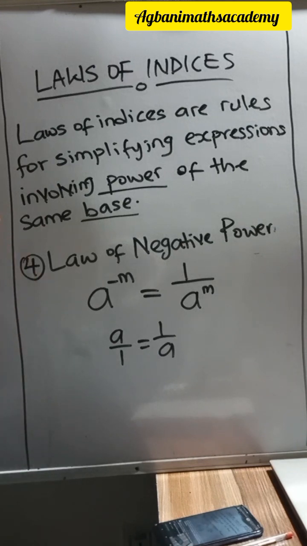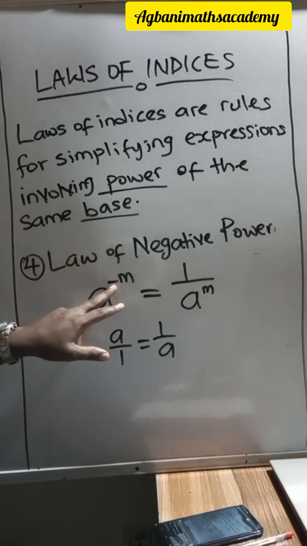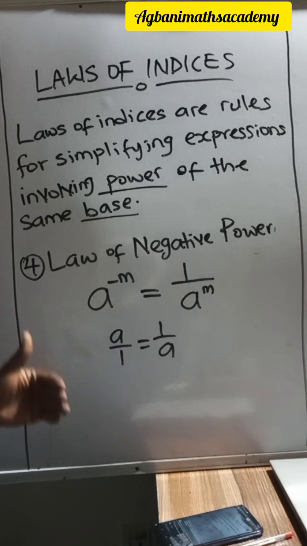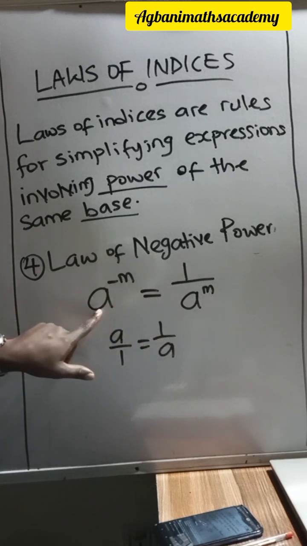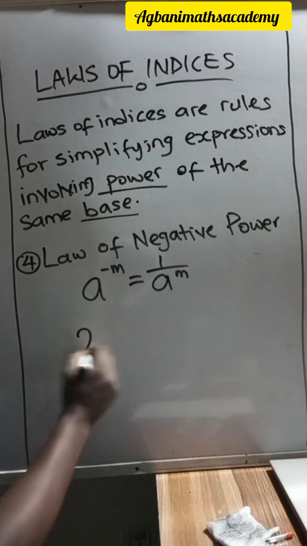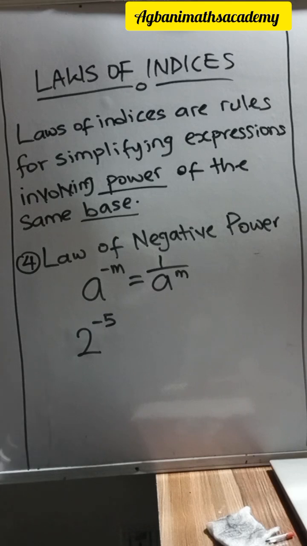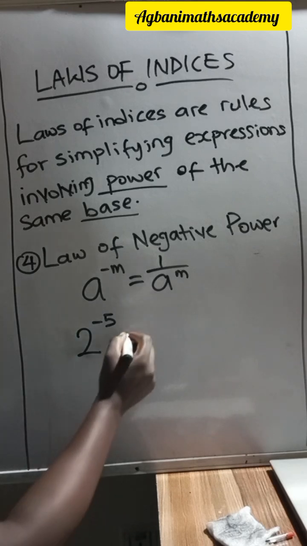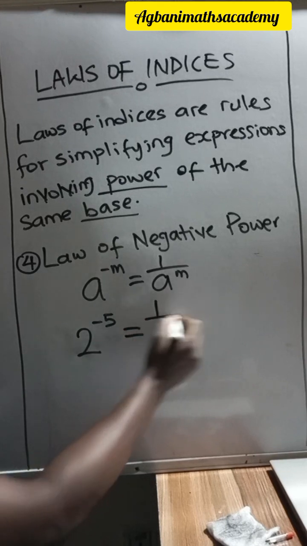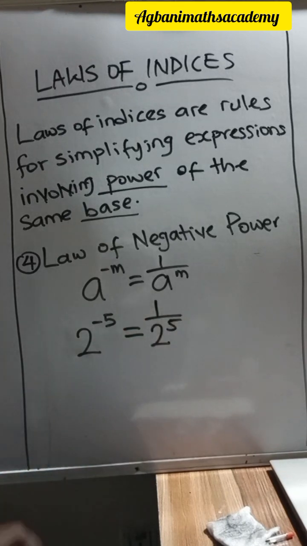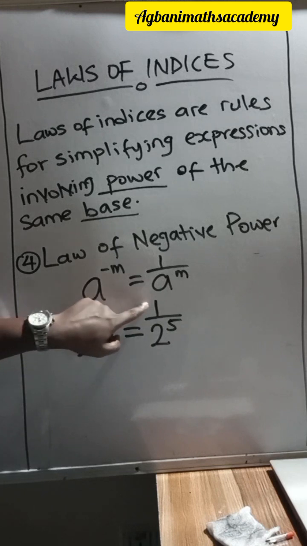So if you have any exponential expression with a negative power, for you to eliminate the negative power, you have to write down the inverse of a to the power of m. Let's look at an example. If you have 2 to the power of minus 5, it is the same thing as 1 all over 2 to the power of 5. In order to eliminate this negative, you have to write the inverse of 2 to the power of 5, which will be 1 all over.